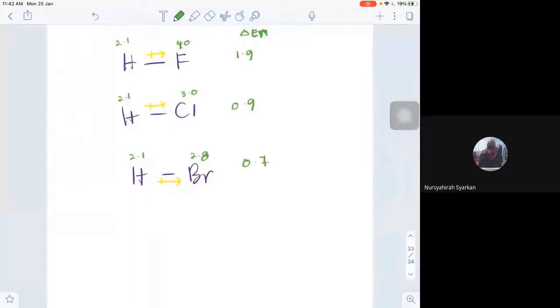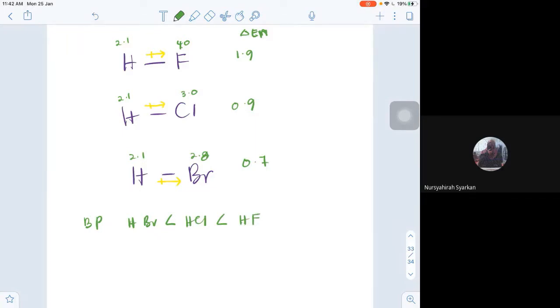So the greater the delta EN value, the more polar the bond becomes. The more polar the bond, the more imbalanced the electron distribution is, as compared to the one that is least polar. It is imbalanced, but not as imbalanced as the one that is more polar than it. So the bond polarity trend: the least polar is HBr, then HCl, and the most polar one is HF.